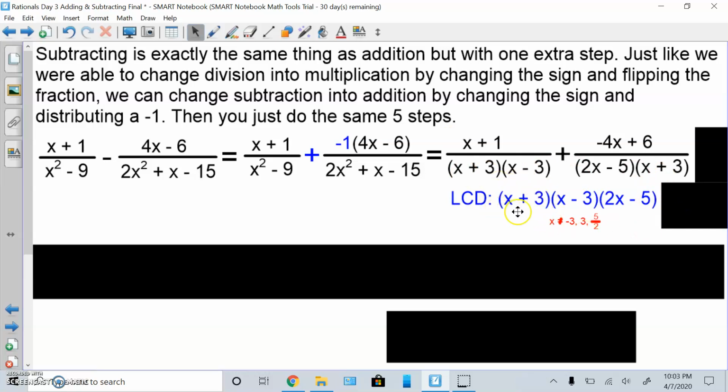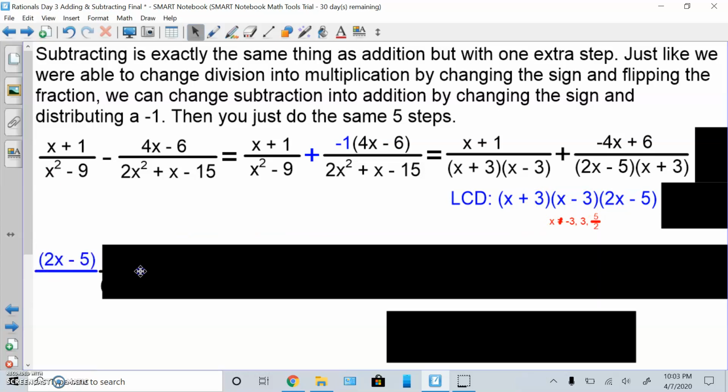Find our restrictions. Set this equal to 0. Well, it can't be 0 because that's a bad answer, it's undefined if the bottom of a fraction is 0. You subtract 3, you get -3. You say x minus 3 cannot equal 0, you add 3, you get positive 3. To solve 2x minus 5 equals 0, you have to add 5 first, then divide by 2. Now you're going to multiply each fraction by what's missing. Each fraction needs to have these 3 things.